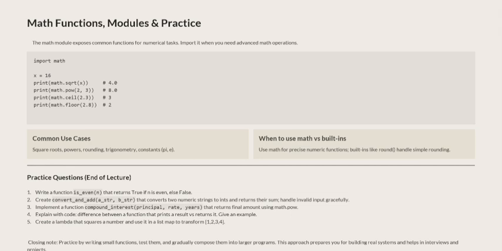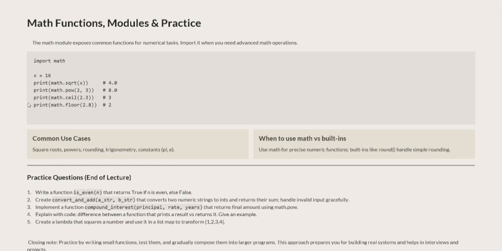Power function. The function math.pow is used for calculating powers. Example, here you can see it's 8. So 2 raised to the power 3, the result is 8.